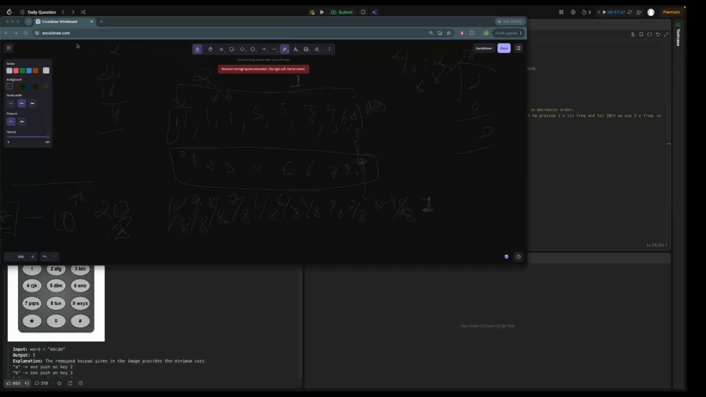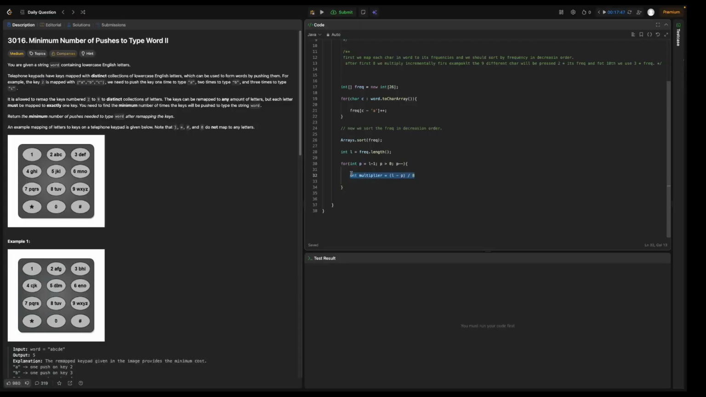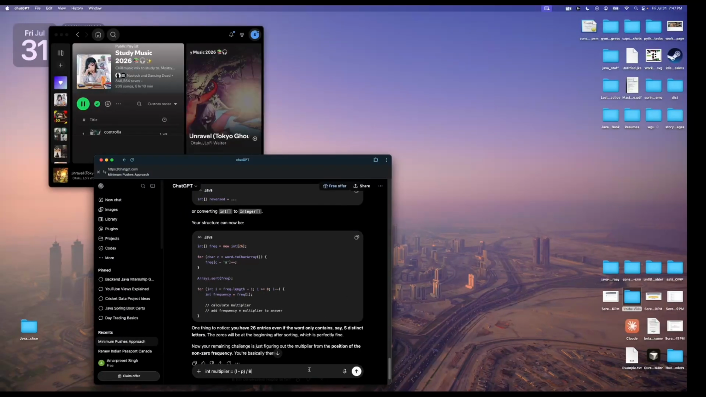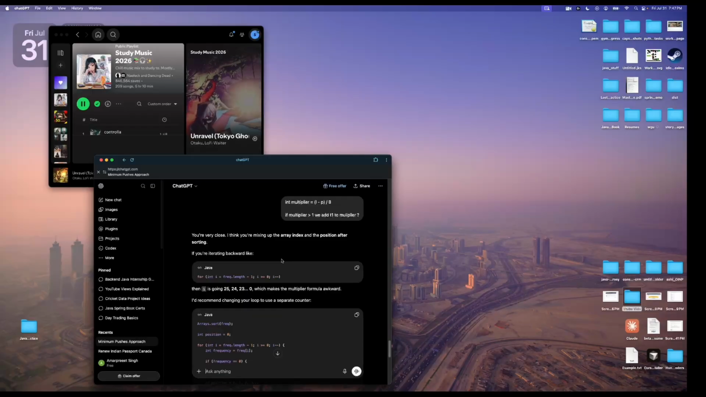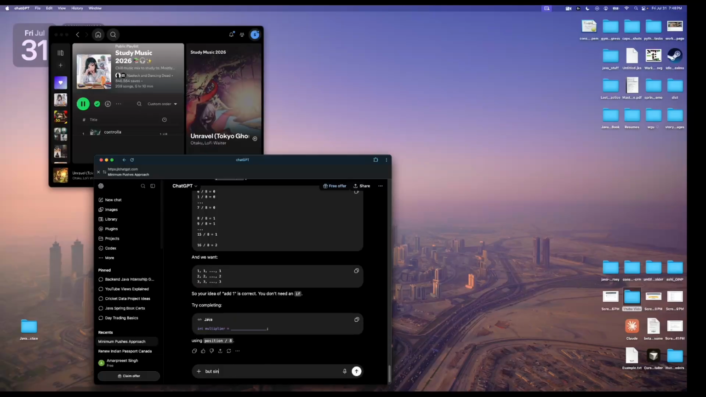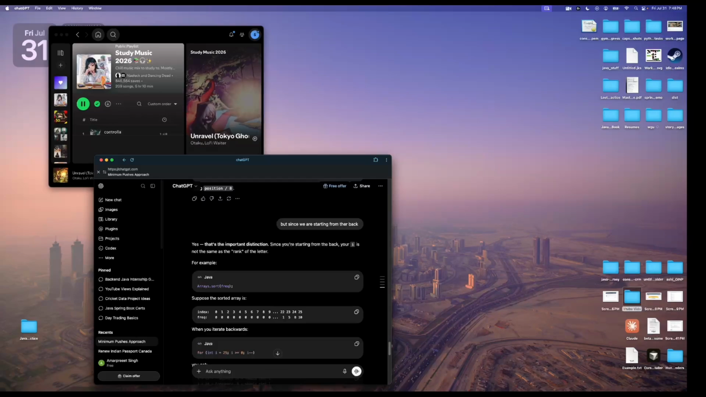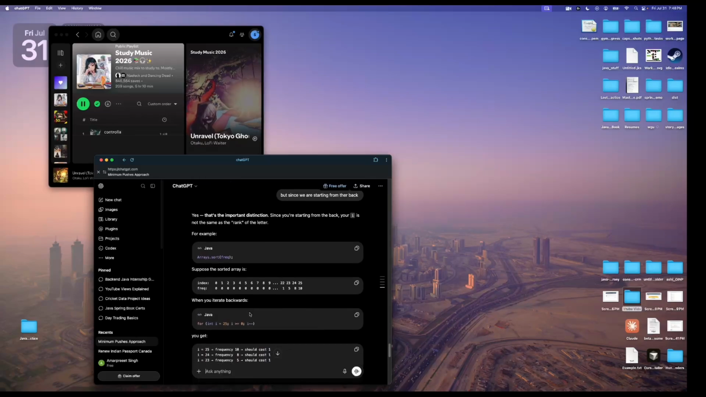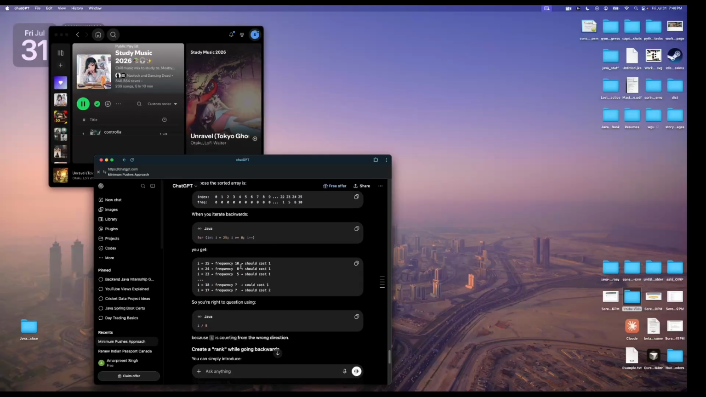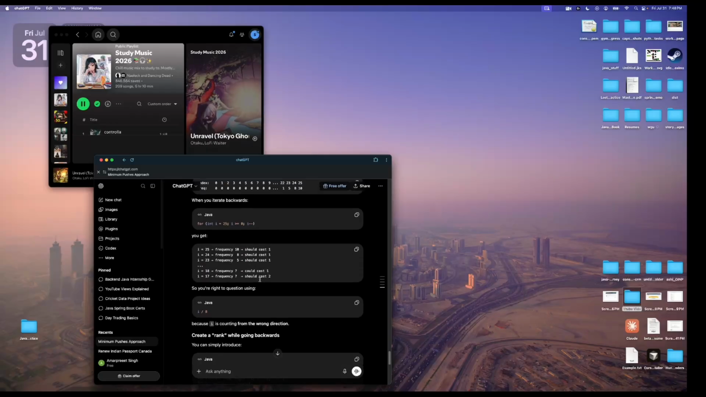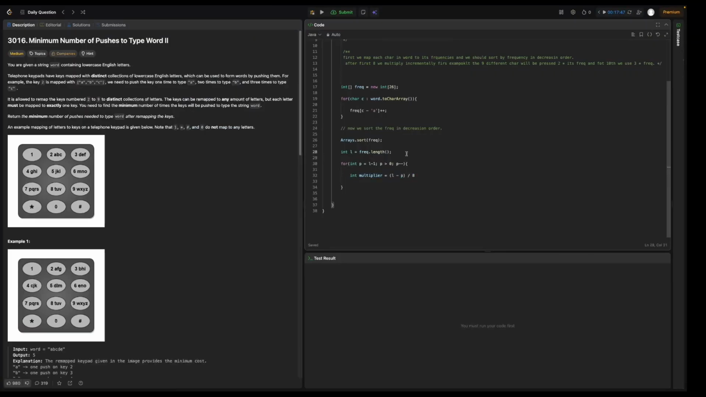Let's see, is this correct or no? If I do 3 divided by 8, if the multiplier is greater than 1, then I add 1 to the multiplier. Okay, frequency equals, but since we are starting from the back, the array is indexed by I. So you're right to question because I is counting. This is much better.